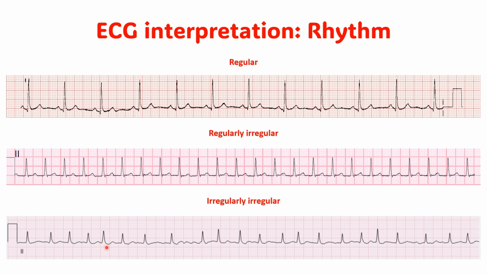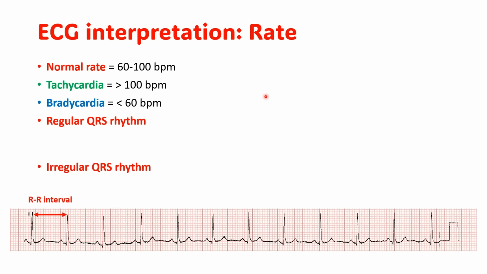Let's look at the rate now. We know that a normal heart rate is roughly between 60 to 100 beats per minute. Tachycardia, a fast heart rate, is greater than 100 beats per minute, and bradycardia, a slow heart rate, is less than 60 beats per minute. Okay, so let's talk about the methods of interpretation. Before we do so, you might be aware that a maximum heart rate is roughly 220 minus your age. Then we want to determine if the patient has a normal rate or if they're tachycardic or bradycardic.